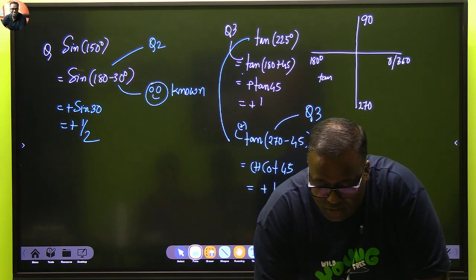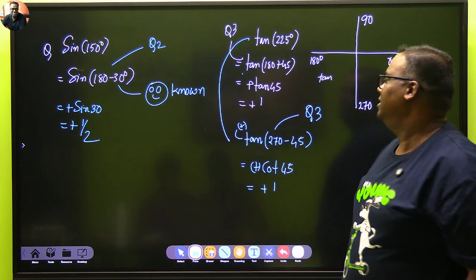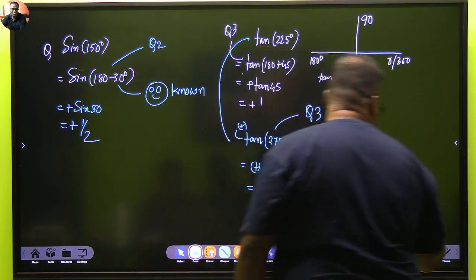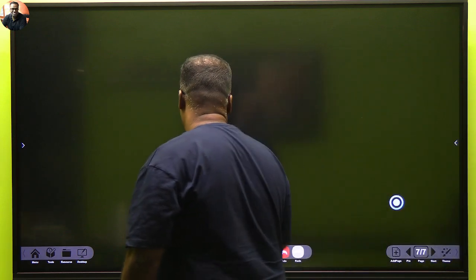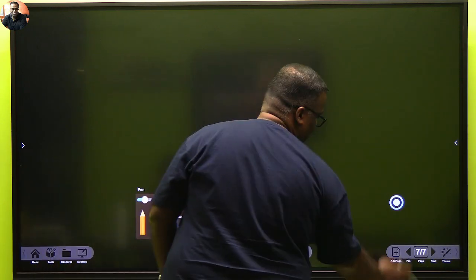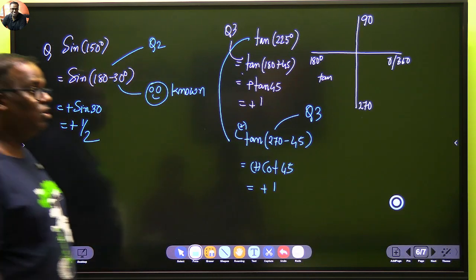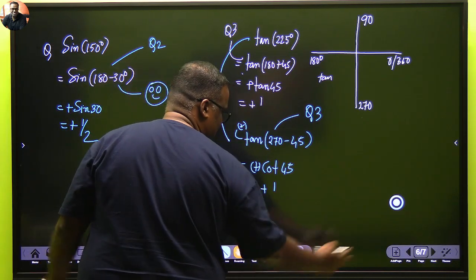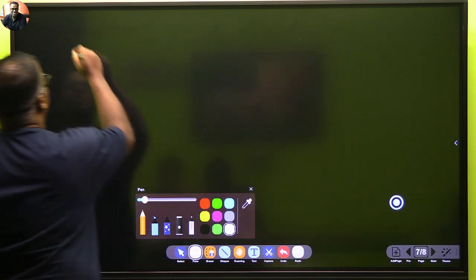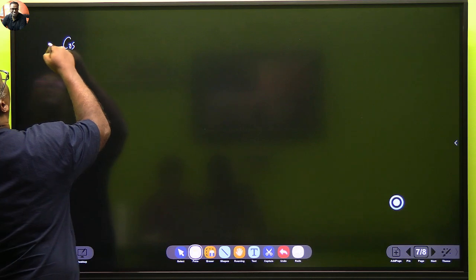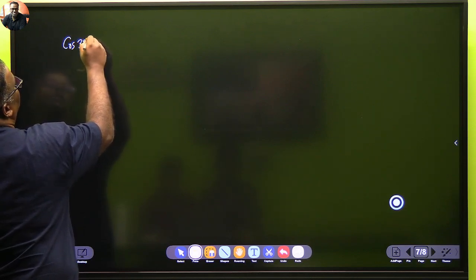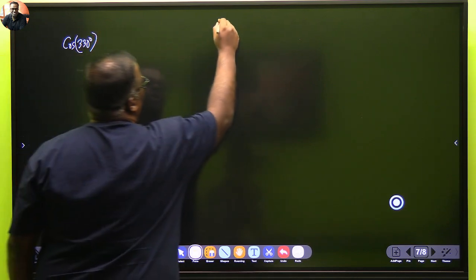चलिए एक और क्वेश्चन. और क्या करें? Cos 330 डिग्री. चलो एक और cos 330 डिग्री. Can I go ahead? Cos 330 degree. Okay. Once again, look at it.